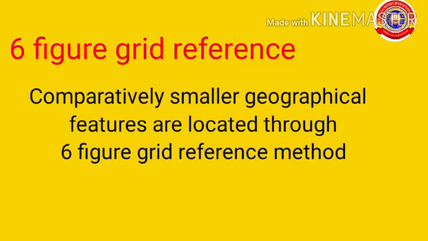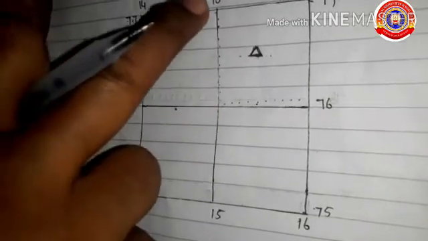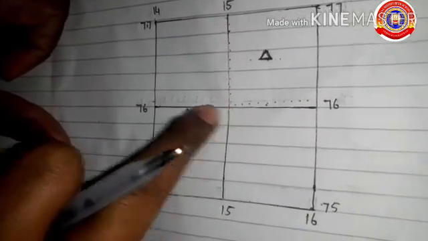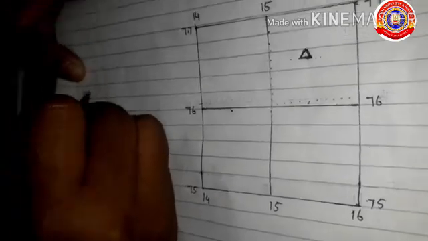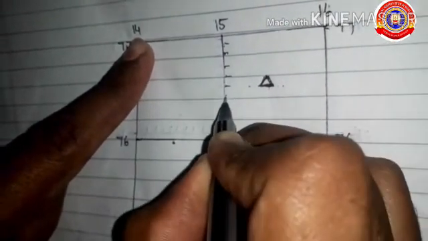Next, 6-figure grid reference. Comparatively smaller geographical features are located through 6-figure grid reference method. Let's examine how we can find 6-figure grid reference. First, find out the value of eastings. Here it is 15. It is just left to the tube well. Then divide this area into 10 equal parts and find the exact location of the tube well.